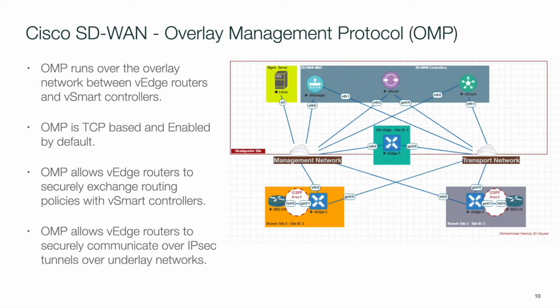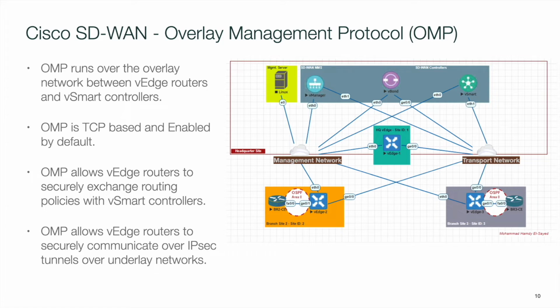In this video, we are going to talk about Overlay Management Protocol. Overlay Management Protocol is very important for the SD-WAN fabric to establish the control plane of the vEdge routers. OMP runs over the overlay network between vEdge routers and vSmart controllers. It uses TCP and is enabled by default.